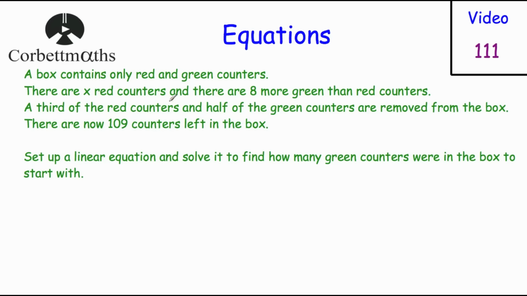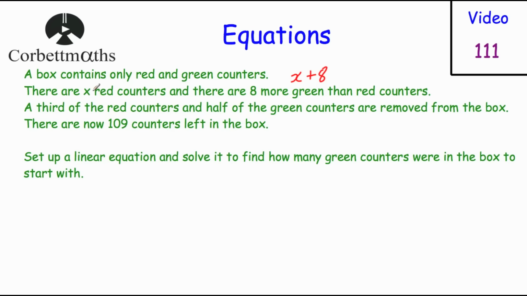Right, so sometimes in M3 you might have to form equations involving fractions and then solve them. So we've got a box that contains only red and green counters. There are x red counters and there are 8 more green counters than red counters. Well, if there's 8 more green than red, and there's x red, that means there's going to be x + 8 green. It says a third of the red counters and half of the green counters are removed from the box. And there are now 109 counters left in the box.